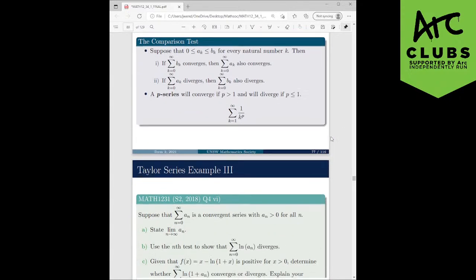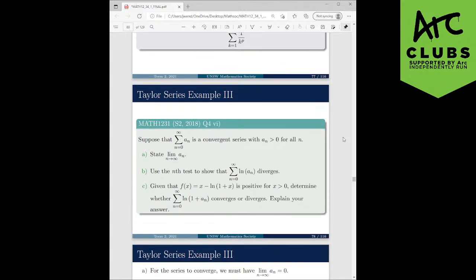Now, going through a beautiful 2018 paper example. So you have your infinite series. Don't know what it is, but you know it's convergent because they tell you so. They also tell you every term is positive for all n, and that'll be important later.